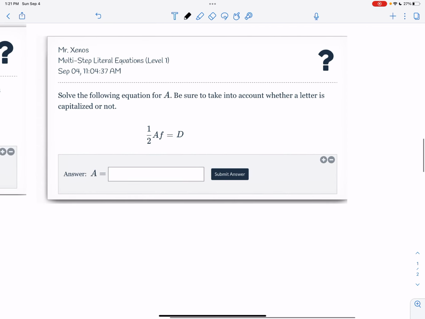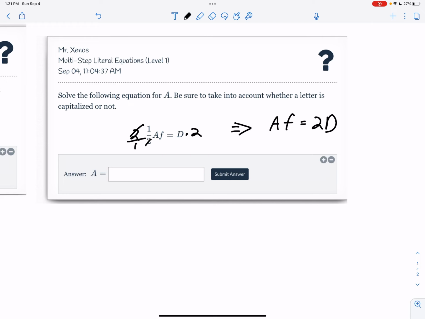This one doesn't require factoring. This one is solving for a. Okay, well, me personally, I'm going to start with this 1/2. So let's multiply both sides by 2, or 2 over 1, whatever. The 2 divides by 2 and gives me 1, so I'm just left with f on the left when the 2's cancel. And on the right, I'm left with 2d.